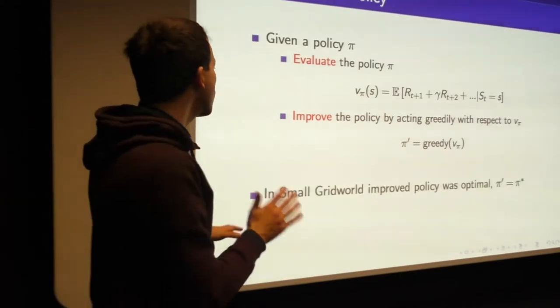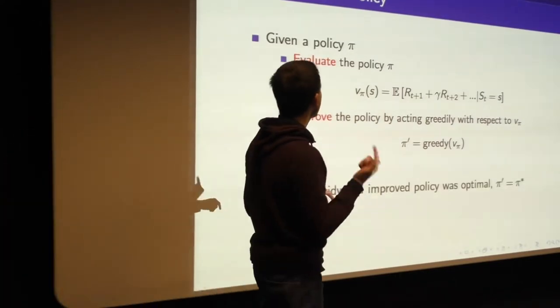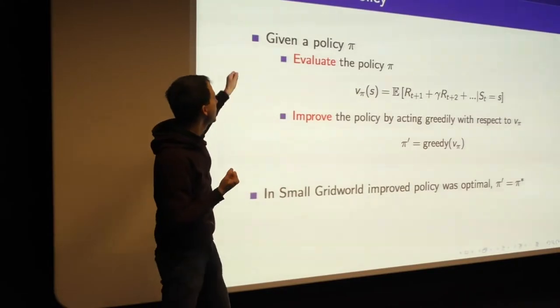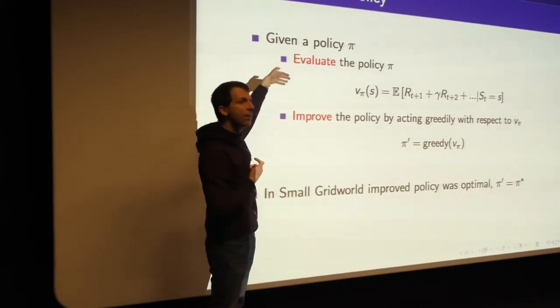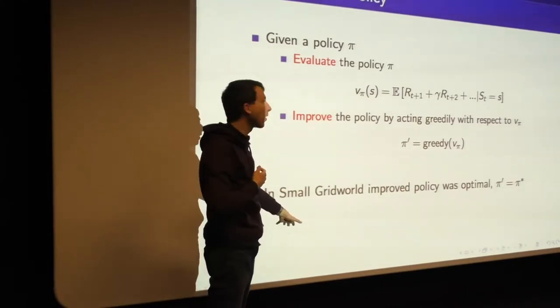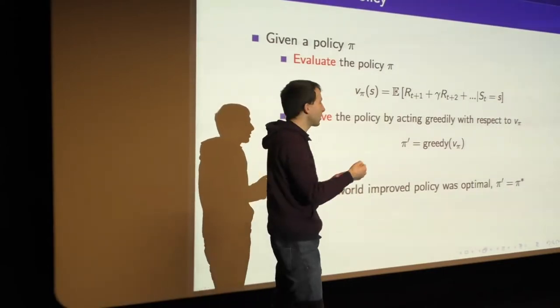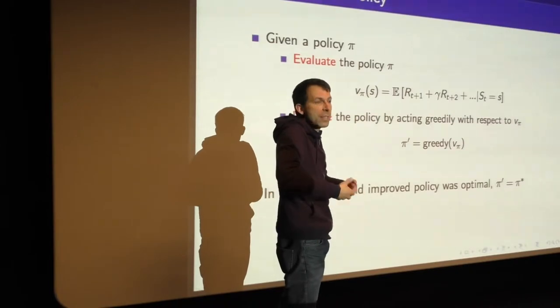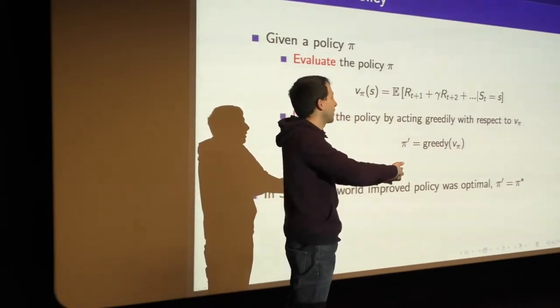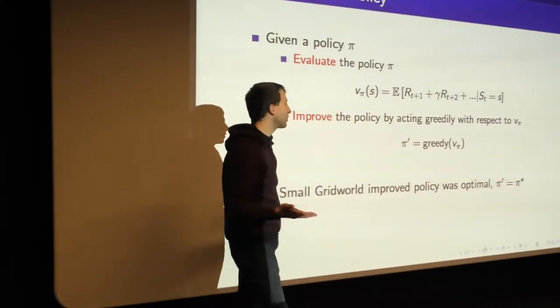Okay. So in the small grid world, we just did this once. We started with the uniform random policy. We evaluated that policy once. That was the left-hand column. And we improved the policy once. That was the right-hand column. We looked at what would happen if we took that value function we ended up with and then acted greedily with respect to that. And in the small grid world, that was enough.